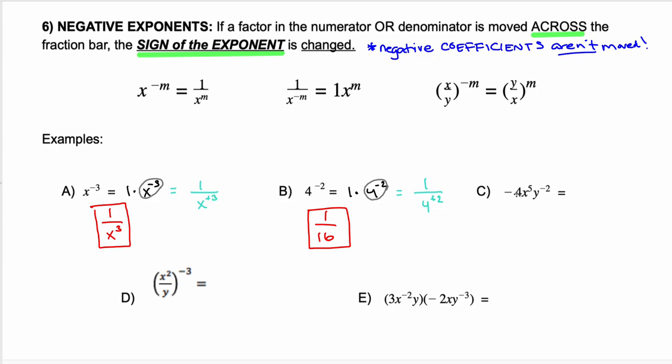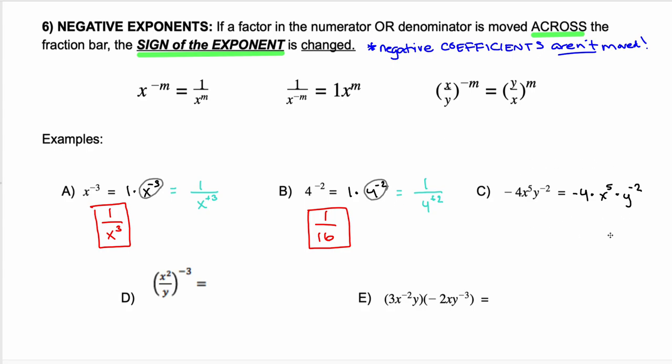Question C has negative 4, x to the 5th, y to the negative 2. Let's rewrite this out so that we can see all the pieces. We have a negative 4 times x to the 5th times y to the negative 2.